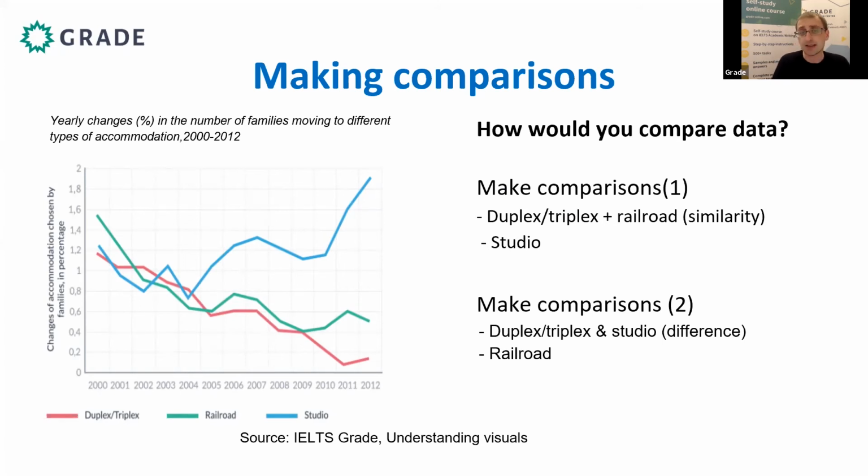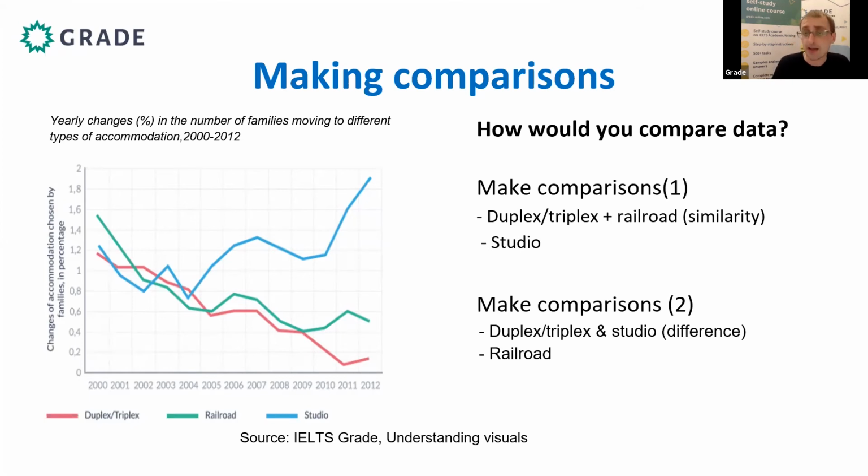Another way to do it is actually compare one of the downward trends with the upward trend, and then focus on another downward separately. So this will allow us to focus on not just describing all the details, but focus on comparing these important features.